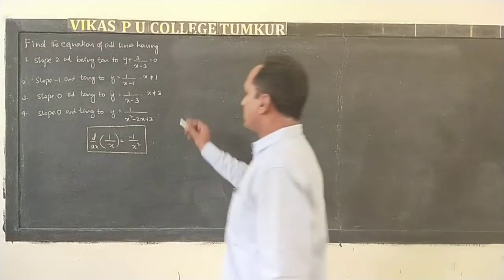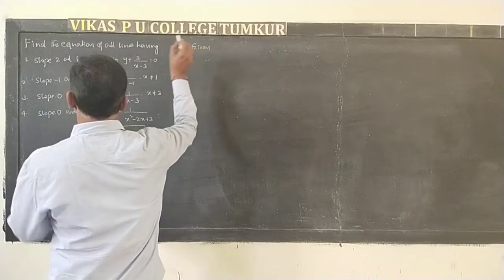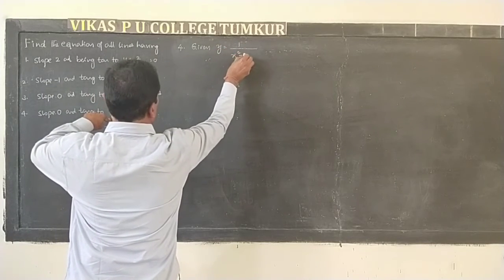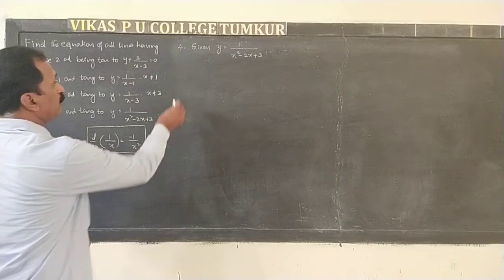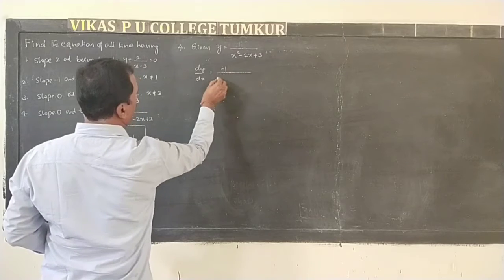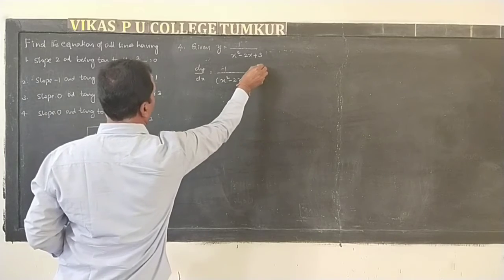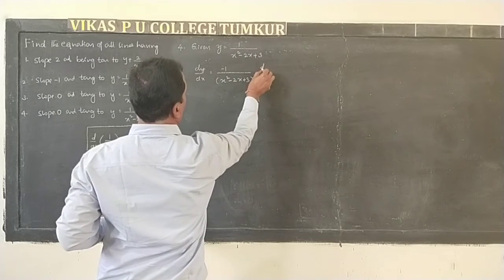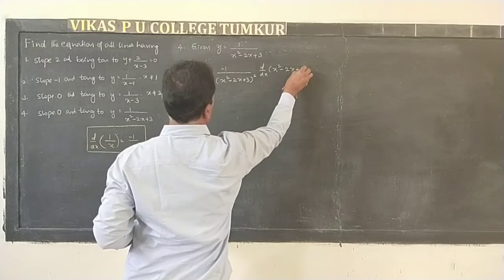Okay? Given problem number 4 here, right? So what is the given equation now? y is equal to 1 divided by x square minus 2x plus 3. Let us differentiate. Therefore, your dy by dx is equal to minus 1 divided by x square minus 2x plus 3 whole square into differentiation of the term inside the bracket, differentiation of x square minus 2x plus 3.